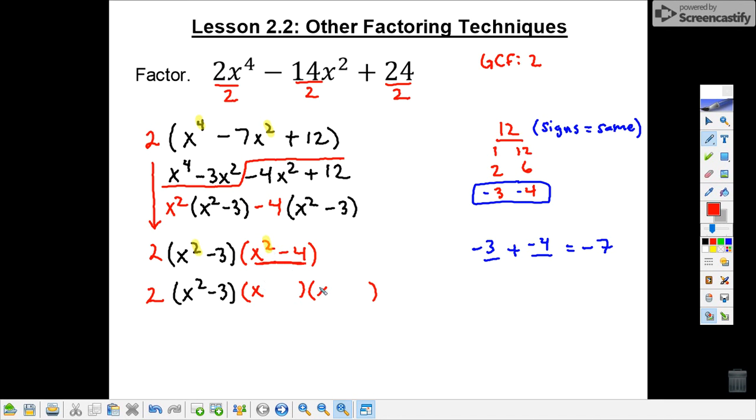Now x times x would give me x squared. And for 4, since it's negative, I'm going to have a negative and a positive. They have to be different signs. It'll be a -2 and a +2 that would multiply to give me -4. At this point, I'm done.